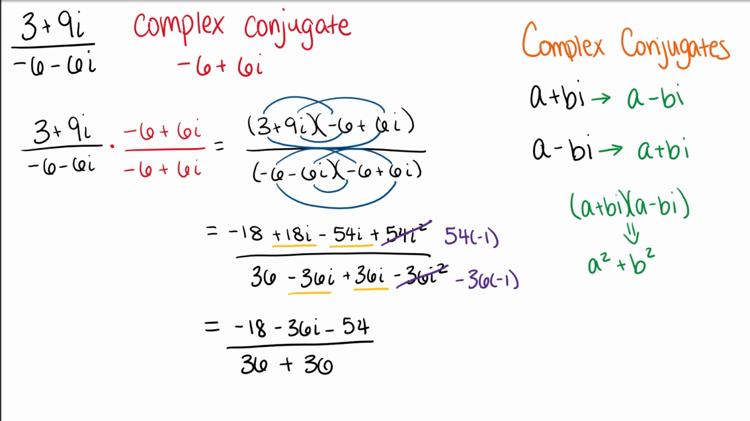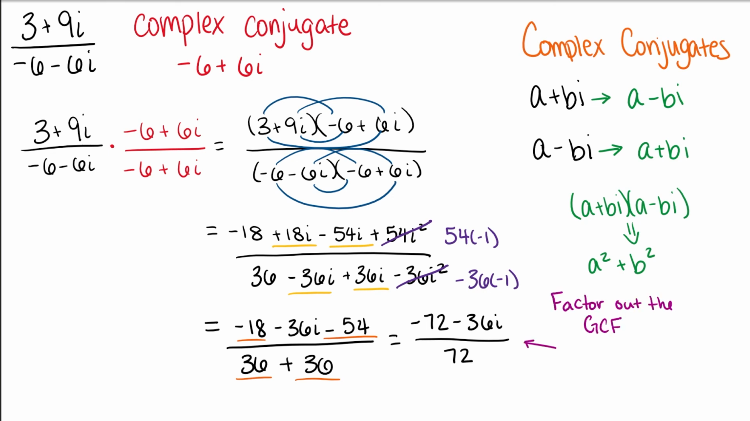In our numerator, negative 18 and negative 54 are like terms. In our denominator, 36 and 36 are like terms. So we get negative 72 minus 36i over 72. Now, we do have a greatest common factor in all of these numbers. If we factor out a 36, we're left with negative 2 minus i over 36 times 2. That will cancel. And our final answer is negative 2 minus i over 2.